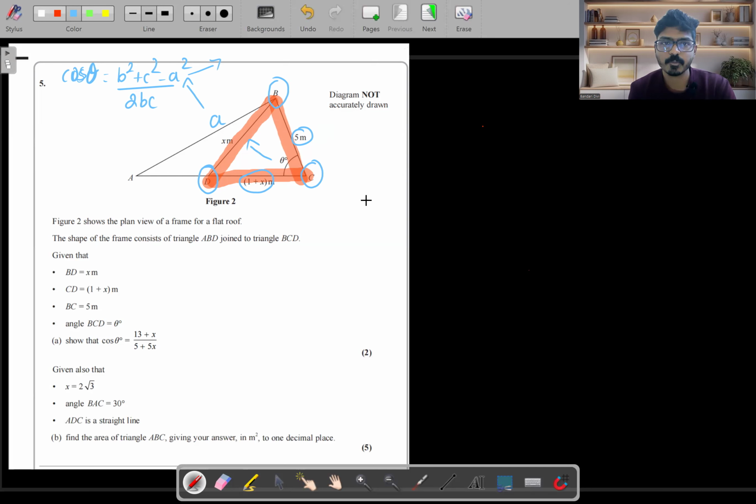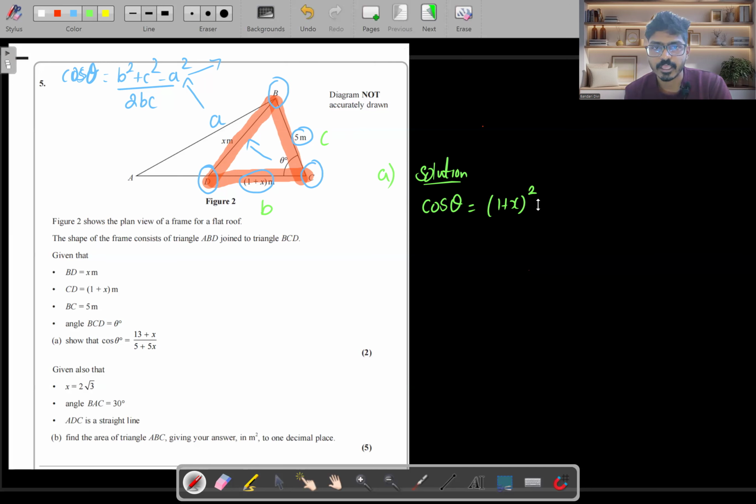So in this case, now let's solve this question. Let's apply the cosine rule for part A. So the solution for part A: cos theta is equivalent to, so what is our b squared? If this is a, this is b, this is c, then what is our b squared? So b squared will be (1 plus x) whole squared. If you interchange c and b it doesn't matter, because it is going to be addition.